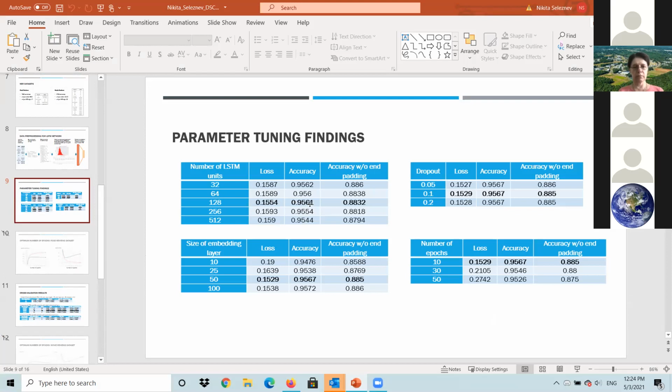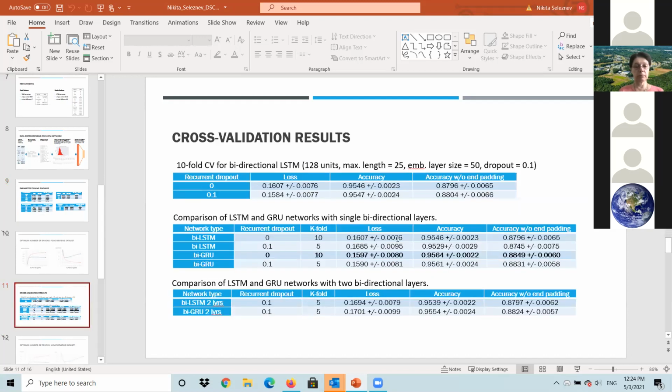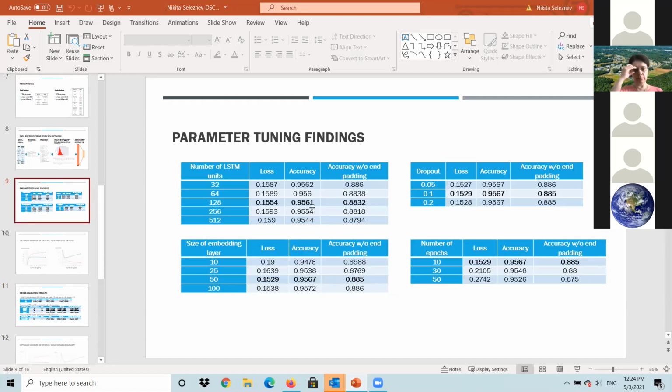Well, I wouldn't say the accuracy drops. I would say it stays more or less the same. I mean, we're talking about the third digit after the dot, right? I wouldn't consider that a drop, because if we look at the standard error that I obtain when I compute cross-validation results, you cannot really talk about the third digit after the dot. These numbers are effectively the same.